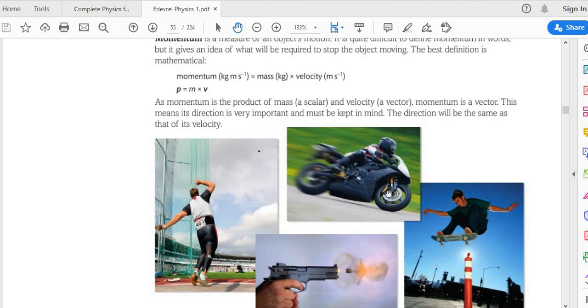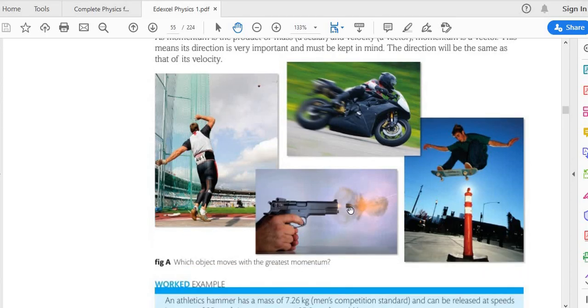Now in this case, the mass is great, the velocity is also great, so it will have a very large momentum. The speed of this is very high, even though the mass is small. And in this case also, he has a certain mass and a certain velocity, but this would be the one having the greatest momentum.